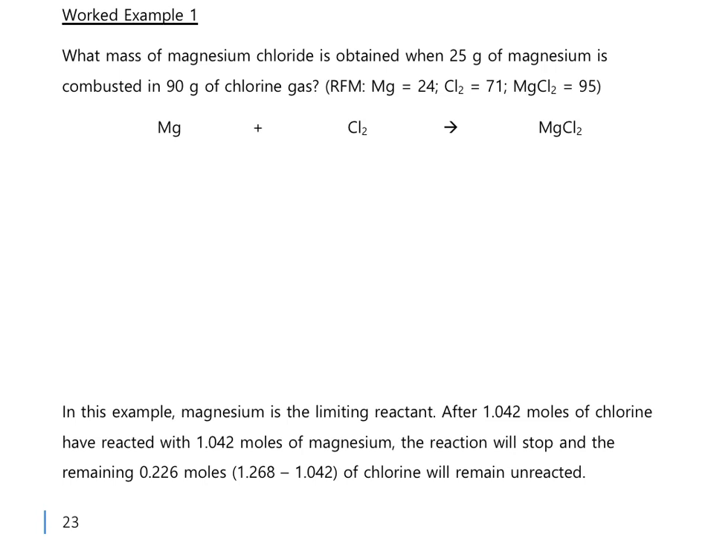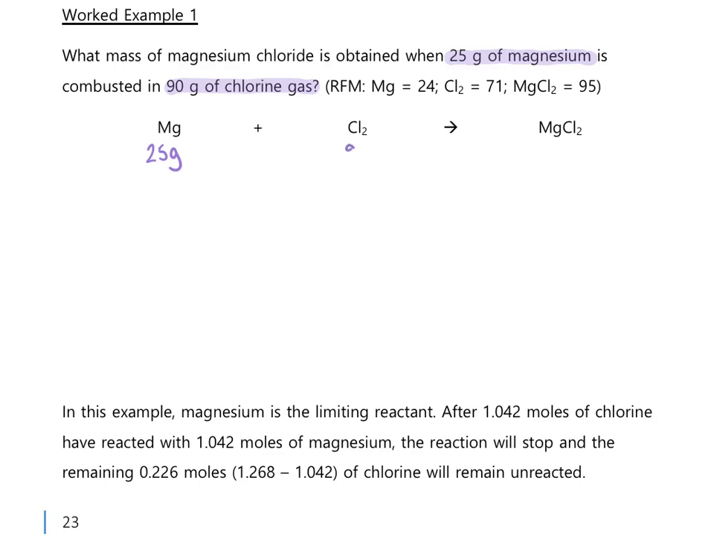So let's see what we have here. We've been told that we have 25 grams of magnesium. So let me write that underneath the equation first of all. So 25 grams of magnesium, I'm writing that underneath Mg, 25 grams. I've also been told that I have 90 grams of chlorine gas.